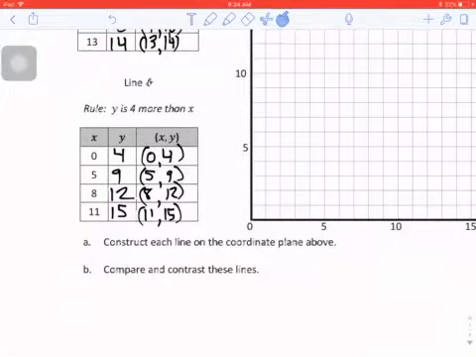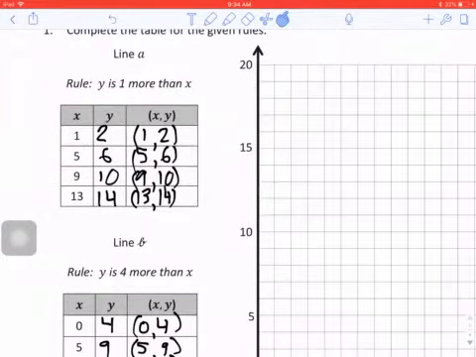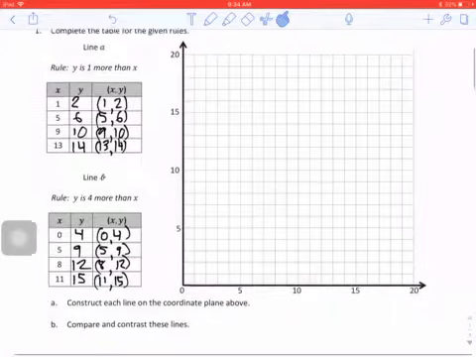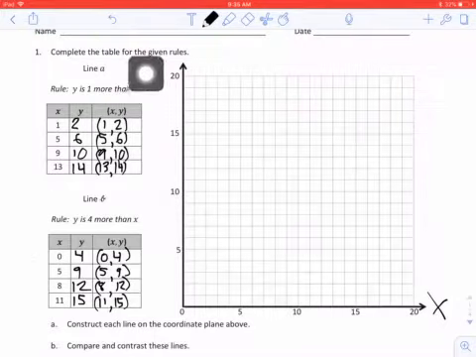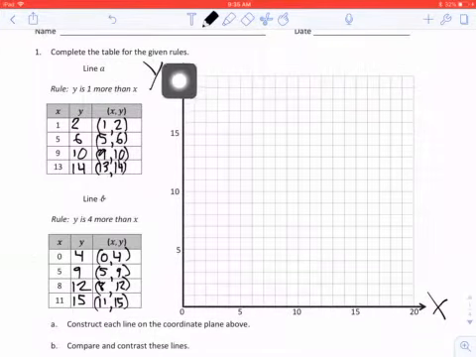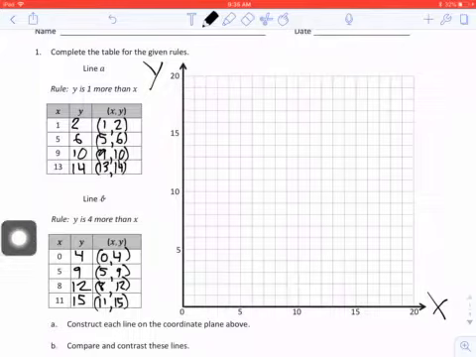Part A down here says construct each line on the coordinate plane above. So the first thing I'm going to do is go with line A. I know that I need to put my x-axis and my y-axis. If you remember from previous videos, we know our x-axis is the bottom. If you make an X with your arms, you can fold those arms down and make a straight line that is horizontal. And if you make a Y with your arms and make these little ends of the Y your hands, if you fold your hands together, you make a straight line up. That's how I always remembered. It's kind of a fun little way to remember.